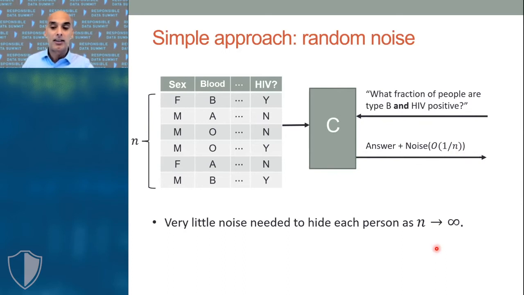The key point here is that the amount of noise that we introduce vanishes as the size n of the dataset grows. And in fact, it vanishes more quickly than the statistical sampling error we expect for a query like this, which only vanishes on the order of 1 over square root of n.